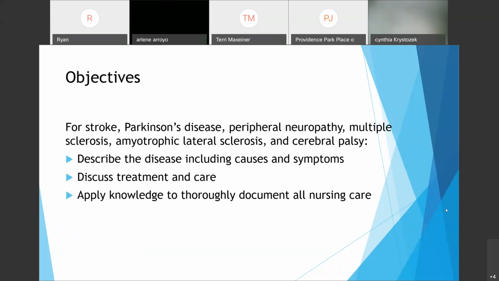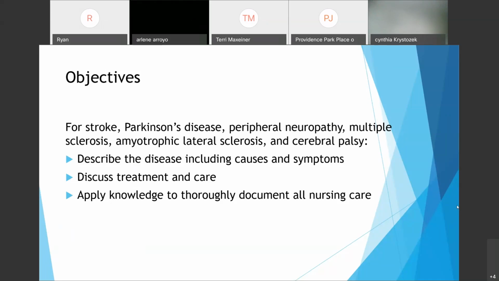Okay, so these are our objectives. We're going to be talking about several different neurological disorders: stroke, Parkinson's disease, peripheral neuropathy, multiple sclerosis, amyotrophic lateral sclerosis, and cerebral palsy. The reason that we're talking about these specifically is because they all factor into the nursing case mix index and the non-therapy ancillary case mix index with the PDPM model.